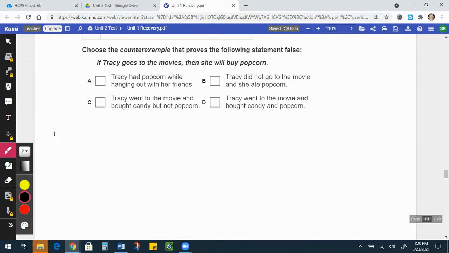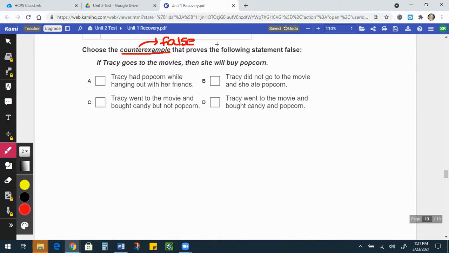Question 11. Choose the counterexample that proves the following statement is false. If Tracy goes to the movies, then she will buy popcorn. Y'all, a counterexample is a very specific example that makes this statement down here be false. Counter means false.